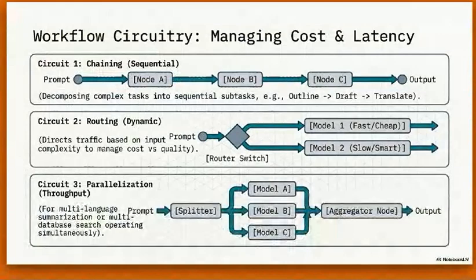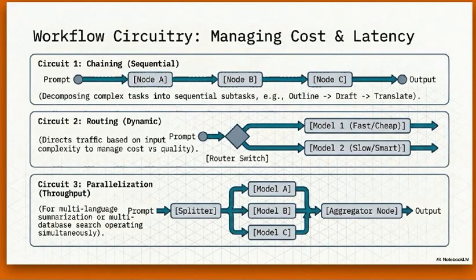But the trade-off, because we are always bound by the trilemma, is latency. You are paying the time to first token penalty 3 separate times. Correct. You are explicitly trading latency for quality. Which leads us to Circuit 2, the routing or dynamic circuitry.